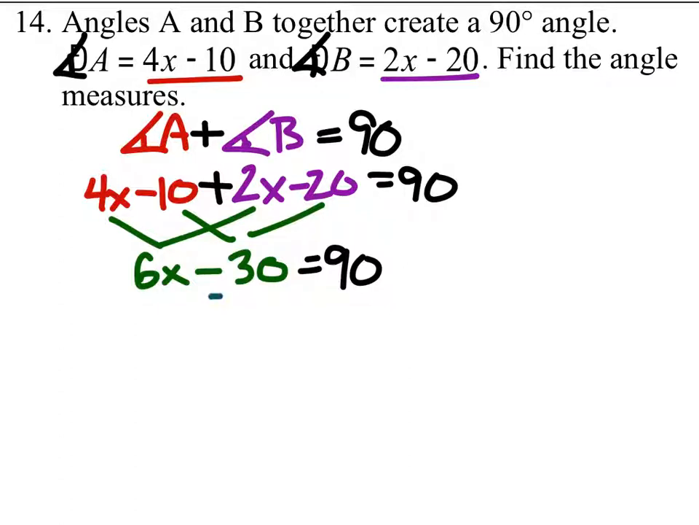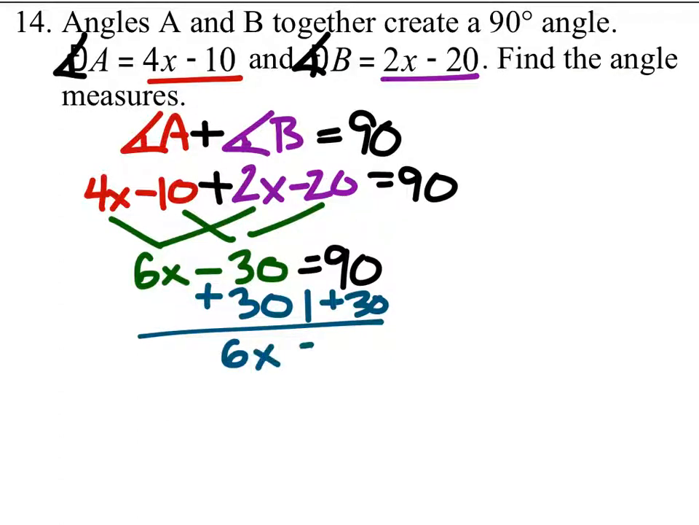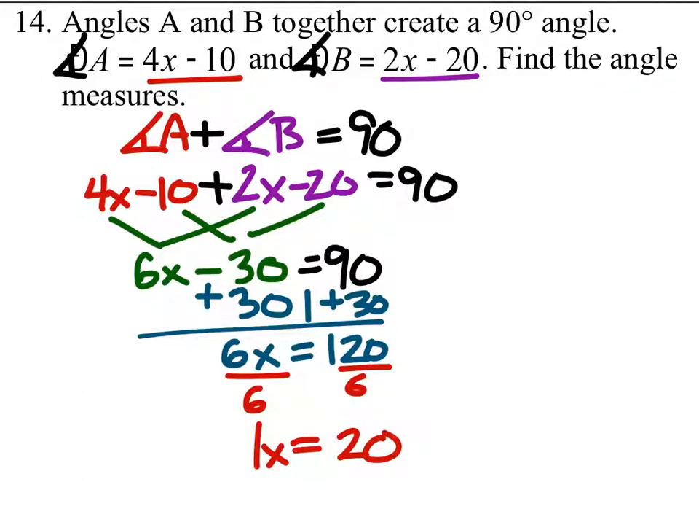And to solve this, we'll add 30 to both sides of the equal sign so that we have just the 6x, and this now equals 120. So dividing both sides by 6, we get 1x equals 20. Now again, that's not the answer. We still got to plug it into the values.